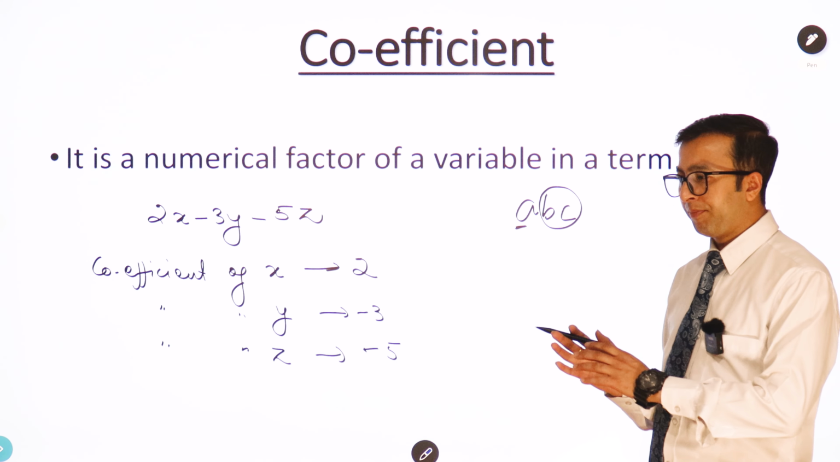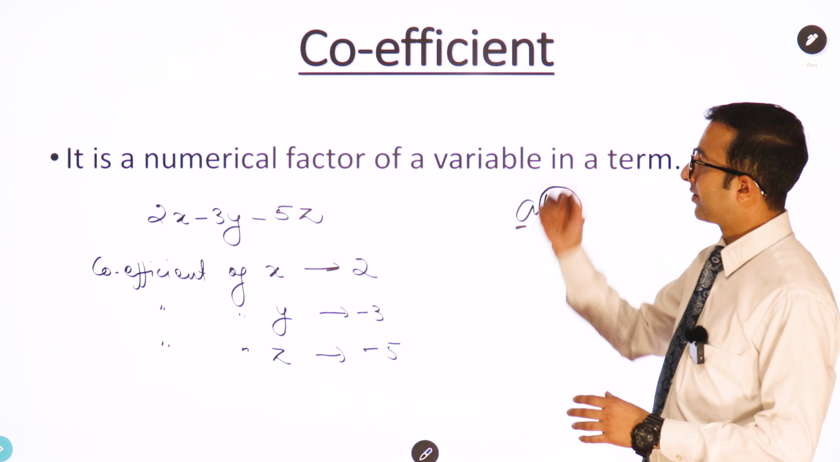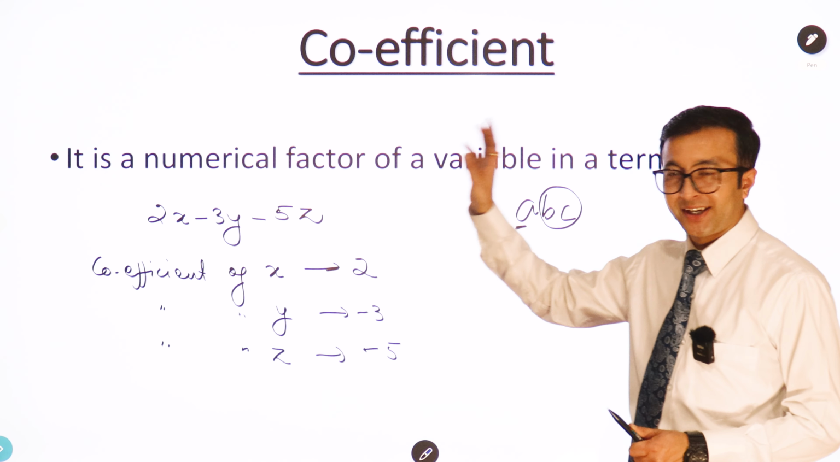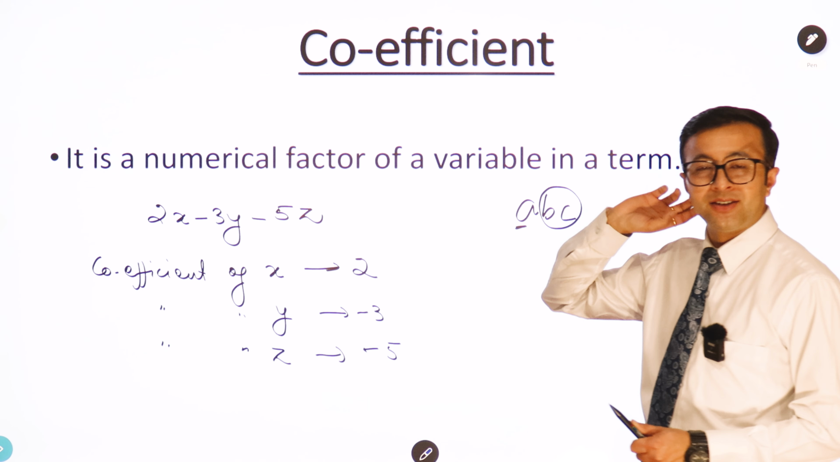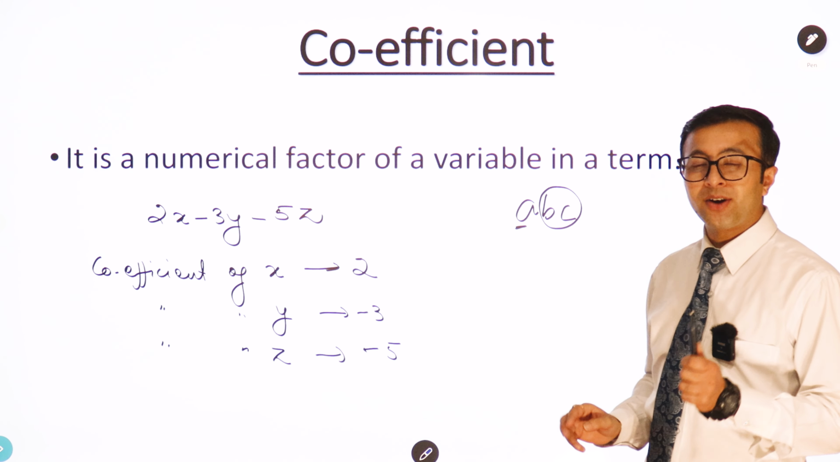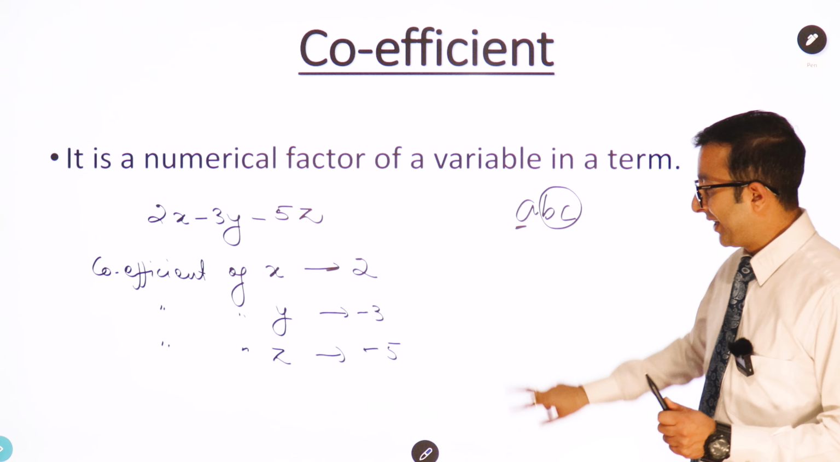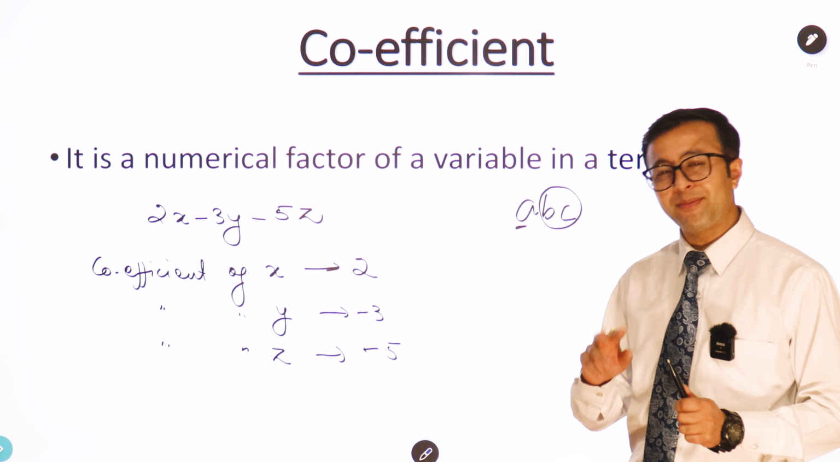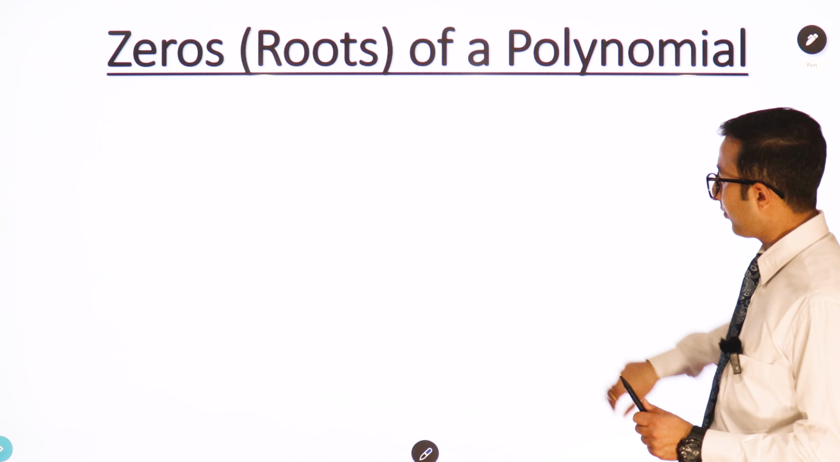With this concept also we can understand the term constant. But to find the coefficient, it is a numerical factor. Here in class 10, it is the numerical factor of a variable, but don't forget to check the sign also. You need to check the sign. If it is plus, no problem, but if it is minus, then you have to write minus also.